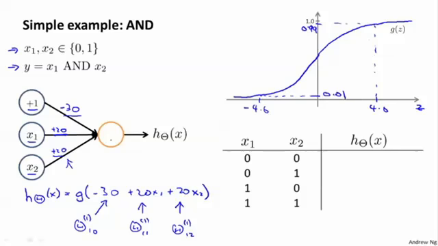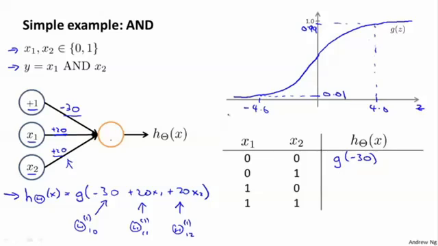Let's look at the 4 possible input values for x1 and x2 and look at what our hypothesis will output in that case. If x1 and x2 are both equal to 0, then the hypothesis will output g of negative 30.